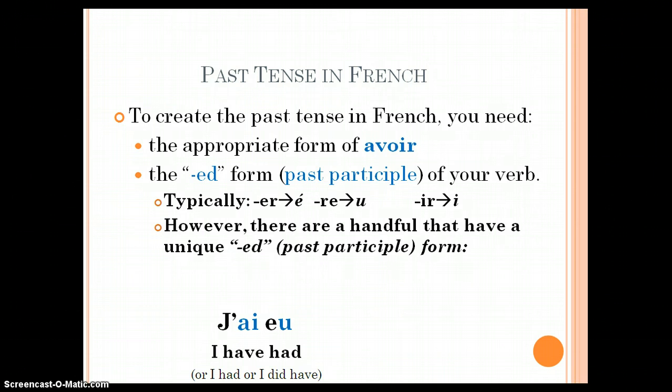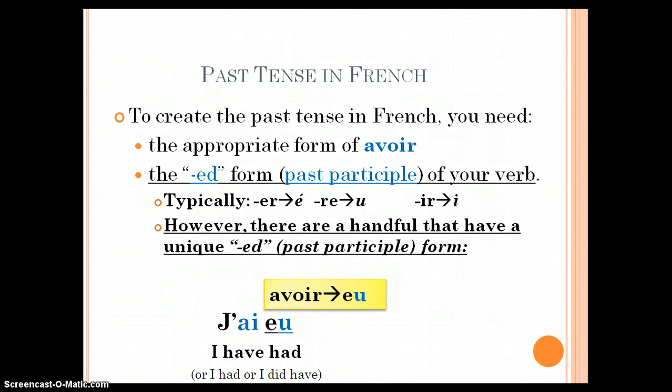Let's take another example. J'ai eu, which means I have had, or I had, or I did have. To create le passé composé, or the past tense in French, you need the appropriate form of avoir, which we have, j'ai, as well as the ed, or past participle, of your verb. There are a handful of verbs, like avoir, that have their unique ed or past participle form. That is to say, they do not follow the standard er to é, re to u, and ir to i. Avoir simply changes to u.